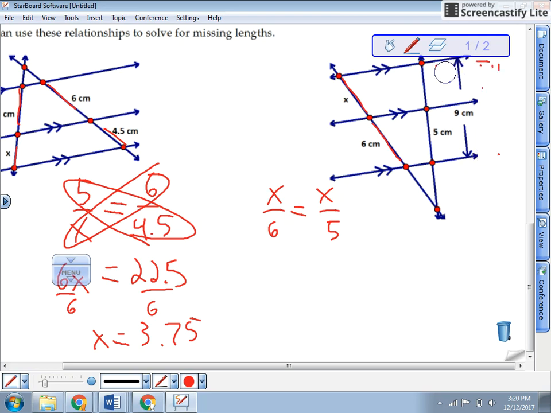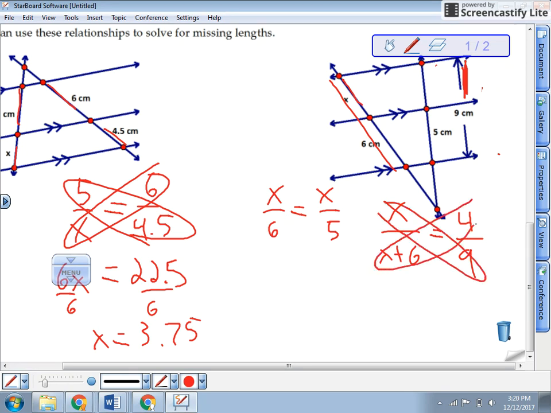If we wanted to, we could go like the top to the bottom. I could say X is to, what's this whole piece? Well, that would be X plus 6, equals this piece again. We'd have to kind of figure that out, which in this case would be 4 is to 9. And then we could cross multiply and divide. Either way, we're going to get the same answer. When you do it this way, make sure to distribute so you get 9 times X equals 4 times X plus 6.